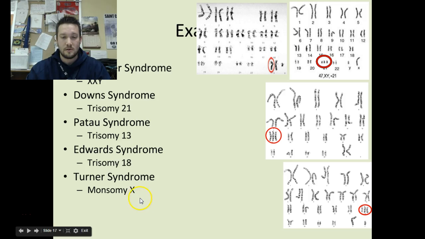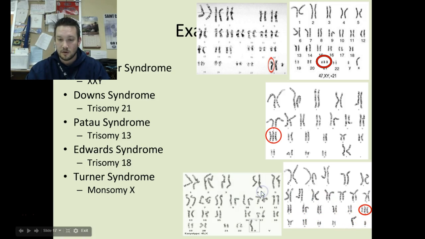Turner syndrome is actually probably the least serious health-wise, and this is a monosomy X, so a female that only has one, oh no, I'm sorry, that's the wrong picture. Here we go. Only has 1 X chromosome instead of 2. And from what I've seen, these women actually lead fairly normal lives. It's actually fairly common, not common, but it's not rare. So those are examples of chromosomal disorders. And these, remember the pictures, are called karyotypes.